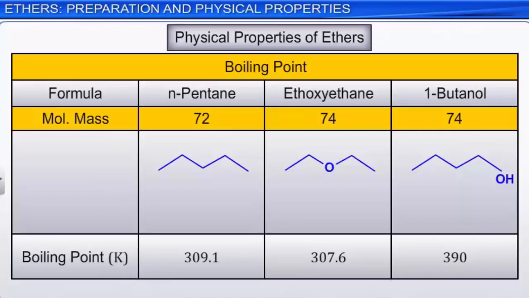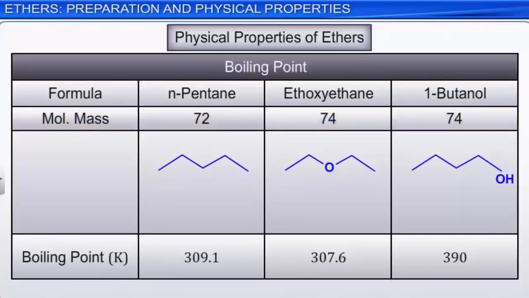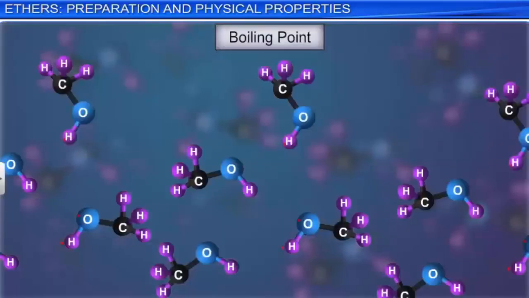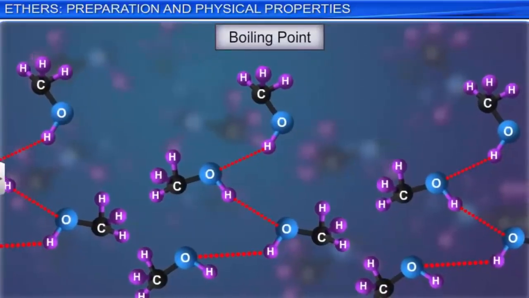For example, n-pentane and ethoxyethane have very similar boiling points. However, ethers have lower boiling points than alcohols. Butan-1-ol has a much higher boiling point than ethoxyethane. This is because alcohols can participate in intermolecular hydrogen bonds, while ethers cannot.